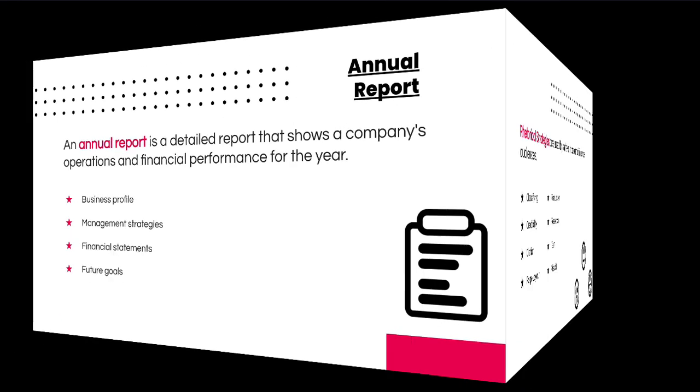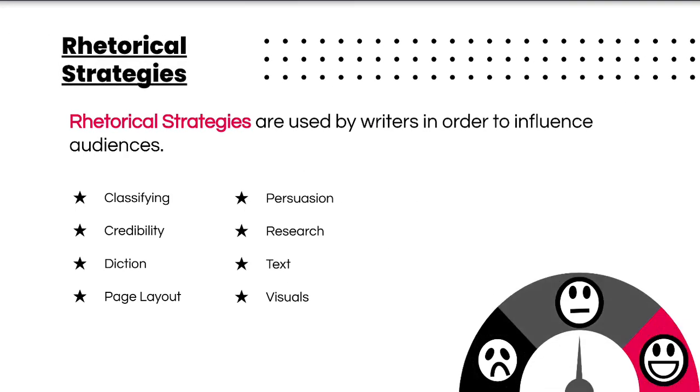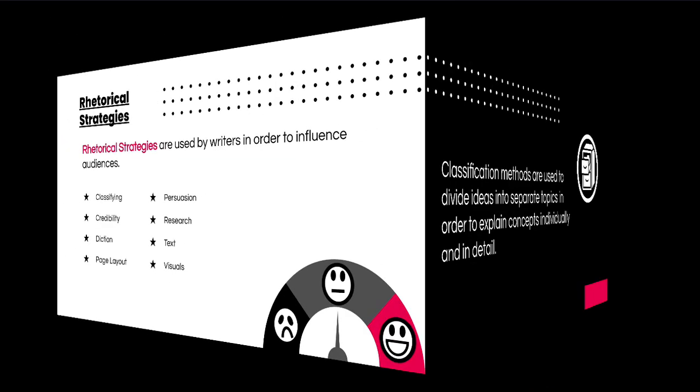Annual reports are required to be published by things like publicly traded companies, while many nonprofit organizations and government agencies publish them as well. The analysis we will be doing on annual reports today revolves around rhetorical strategies, which are used by writers in order to influence audiences. These devices help a writer organize evidence, connect facts, and provide any information necessary regarding the topic. These include classifying, credibility, diction, page layout, persuasion, research, text, and visuals.